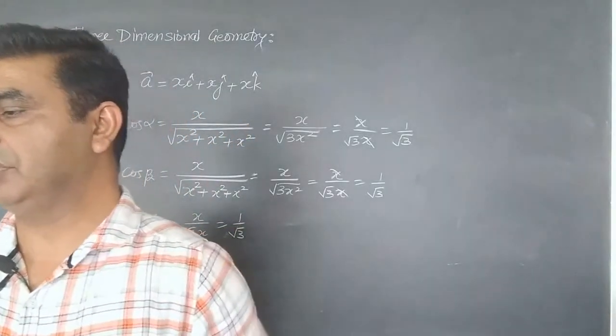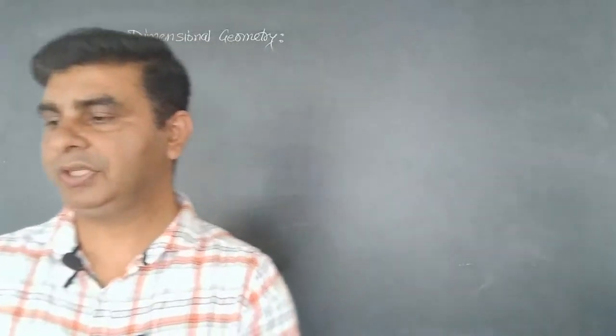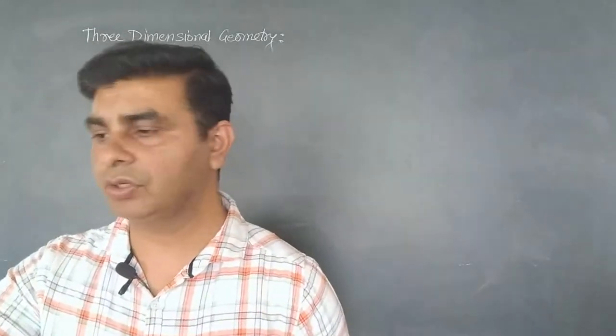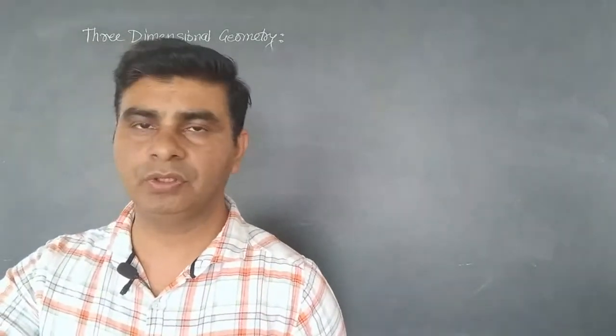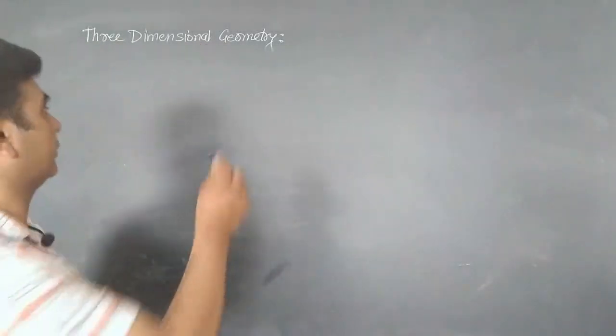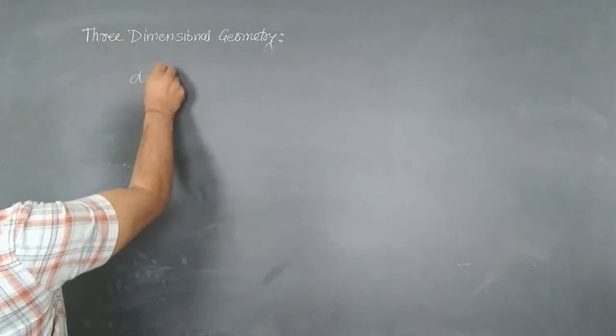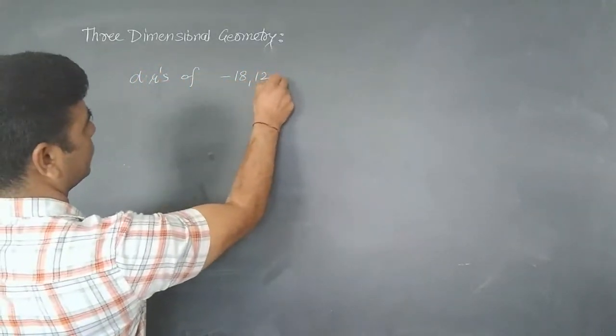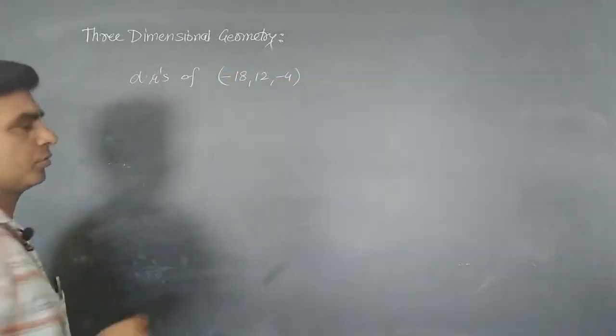Let's do question number 3 now. Question number 3 states that if a line has the direction ratios -18, 12 and -4, then we need to find the direction cosines. So we are given the direction ratios. The direction ratios of the line are -18, 12 and -4. We want to write down the direction cosines.